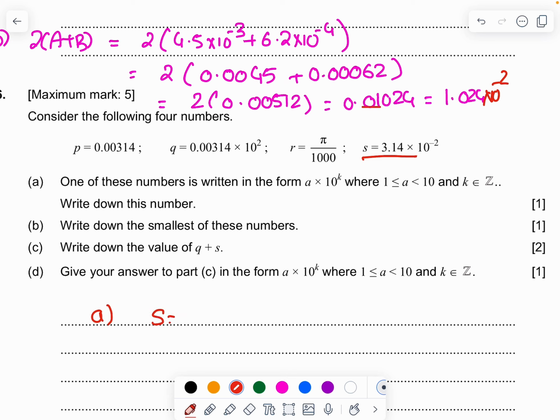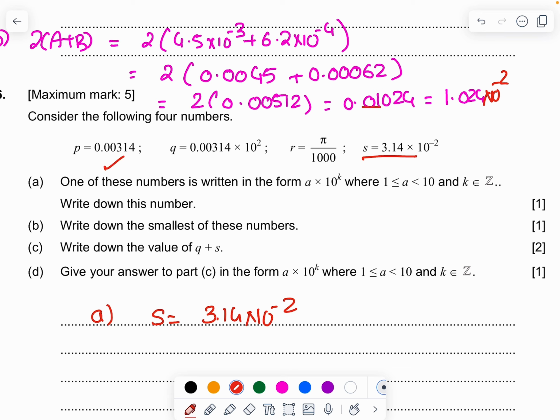S is 3.14 times 10 power negative 2. It is already written in that form, okay? Then write down the smallest of these numbers. The smallest of these numbers is going to be, let's write it out, what are the values?